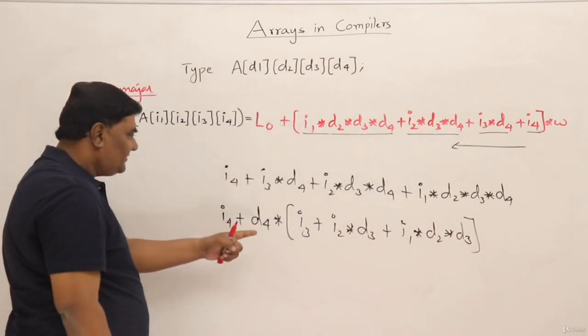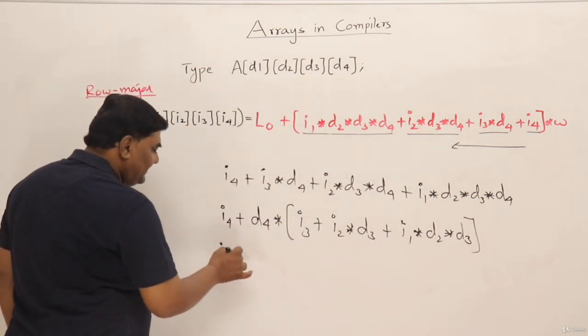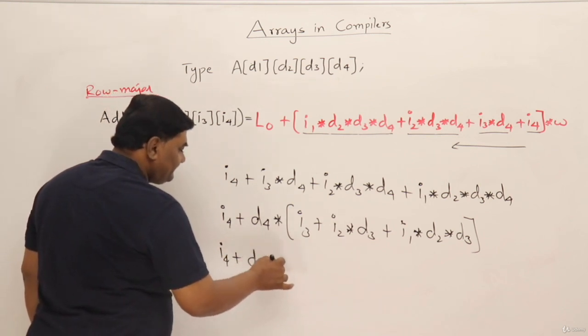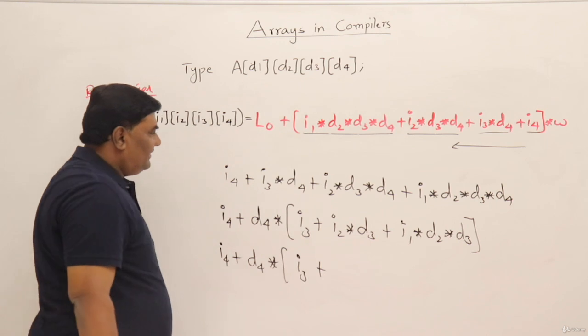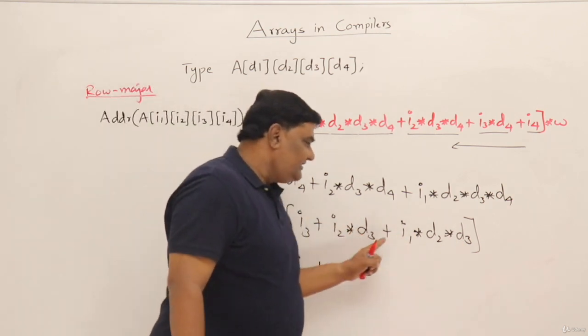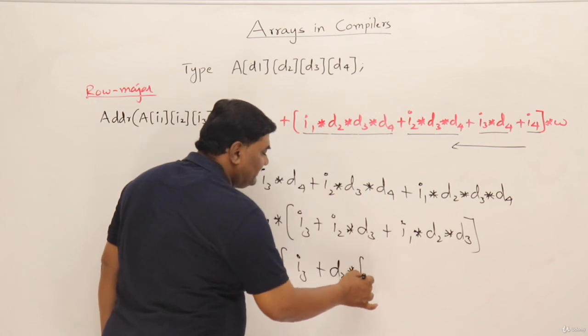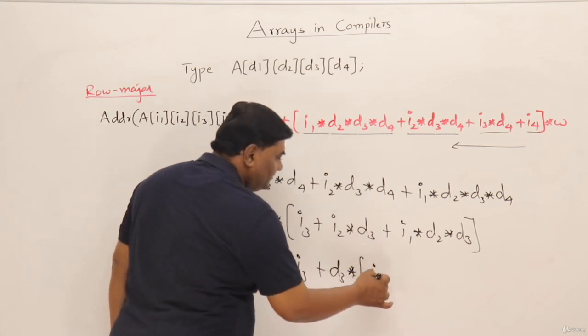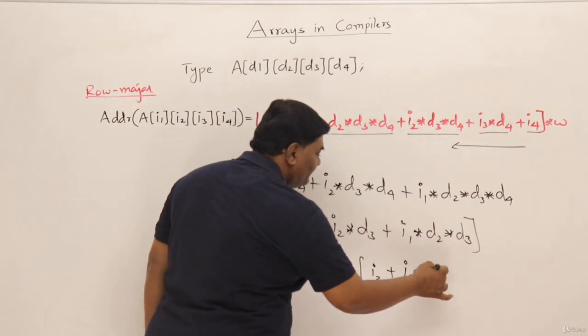Okay, so I have taken common. So I got one multiplication here. Let us continue and see if we can take more common values. I3 plus. Now in these two terms, D3 is common. So I will write down D3 multiplied by I2 plus I1 into D2.